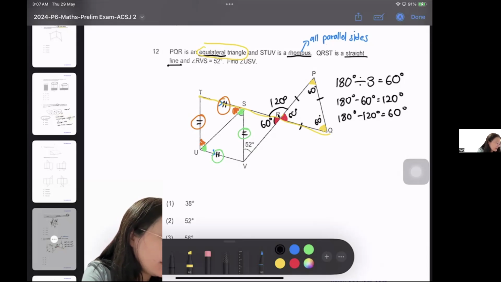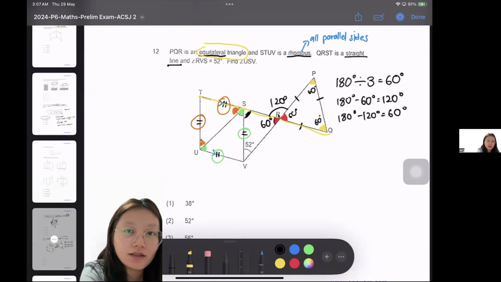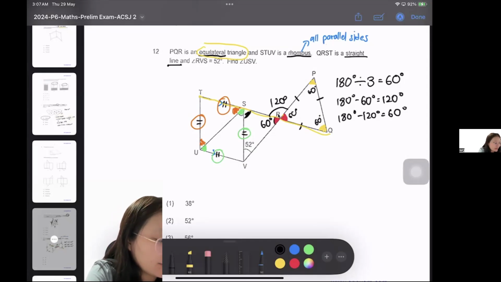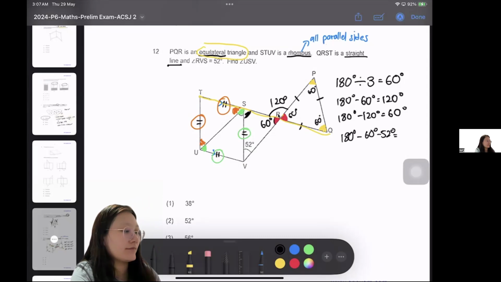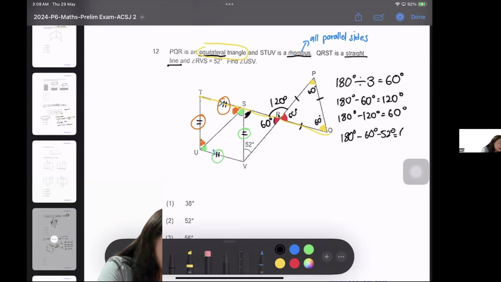So again, now let's find this angle over here. You see the black one I just drew? Okay, this one, you use the property of triangle again. 180 degrees minus 60 degrees minus 52 degrees equals 68 degrees. So this is 68 degrees. Okay, so if that is 68 degrees, remember what I told you about the isosceles triangle?